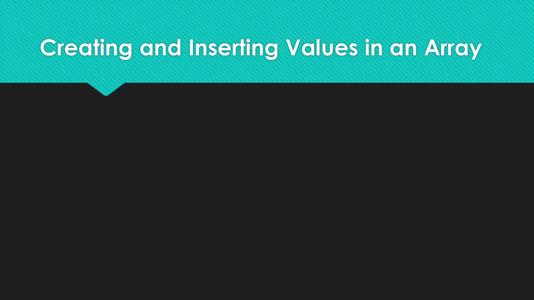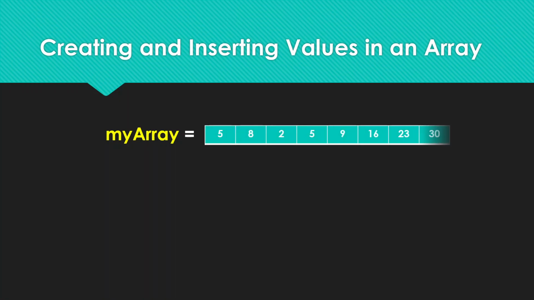So let's get started. Now, if you want to create an array, you have to begin by giving it a name. For example, my array. Then you use the assignment operator, the equal sign in mathematics. In programming, when we are using it to assign a value to a variable, we call it the assignment operator. So the name of the array and then the assignment operator. Then you can go ahead and create your array.